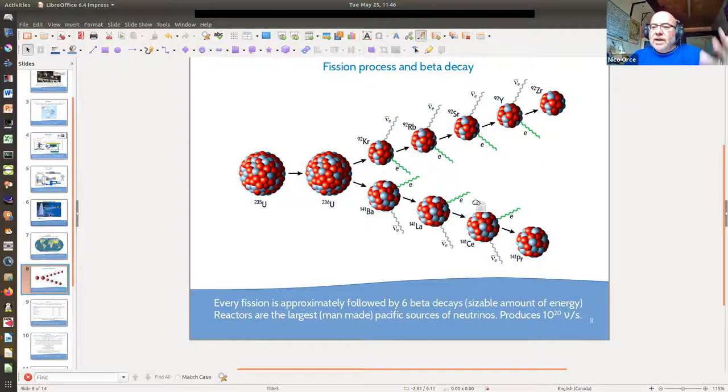And this is where we have the safety procedures in cooling down the core of the reactor and making sure that everything is contained there.